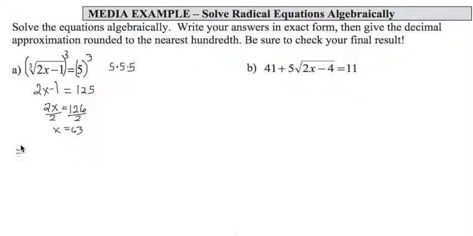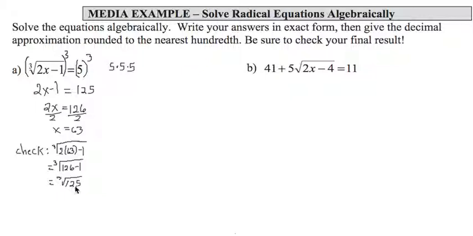Now it's very, very important for any radical equation that I solve algebraically that I check my result. And what that means is to take the value for x that I solved for, plug it into the original equation, and be sure that I obtain a true statement. So let me take the 63 and replace the x under the radical. So I have the cube root of 2 times 63 is 126 minus 1. That's going to be equal to the cube root of 125.